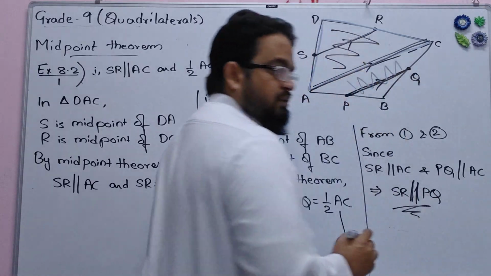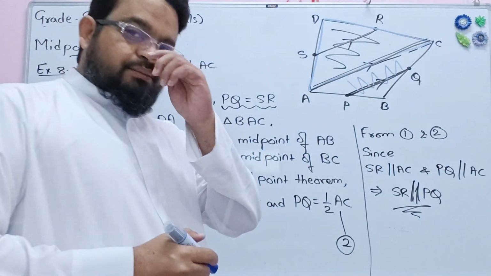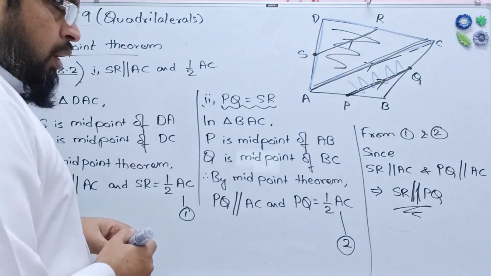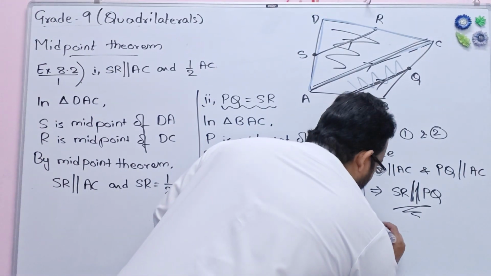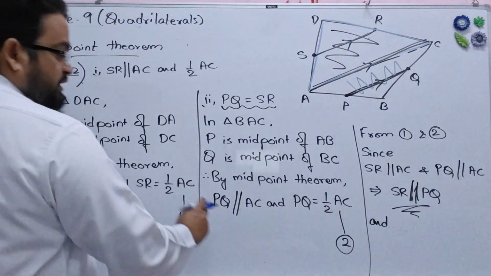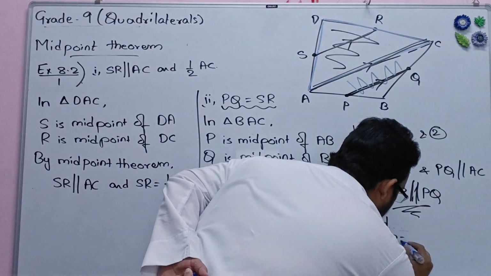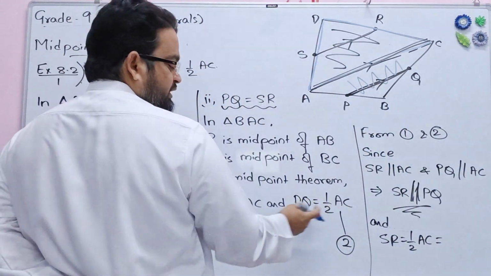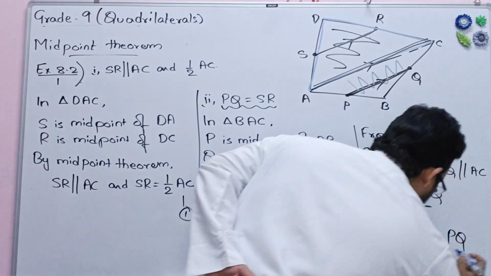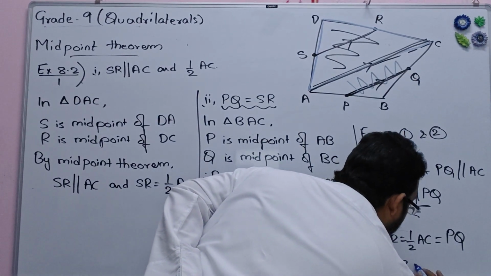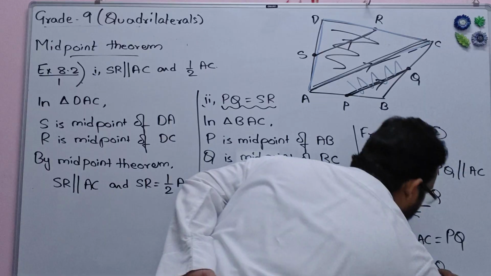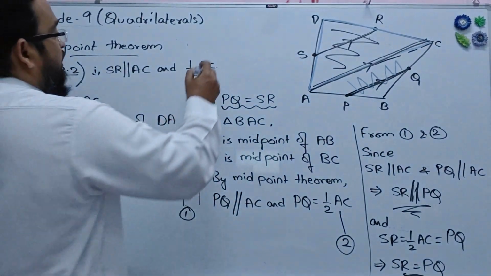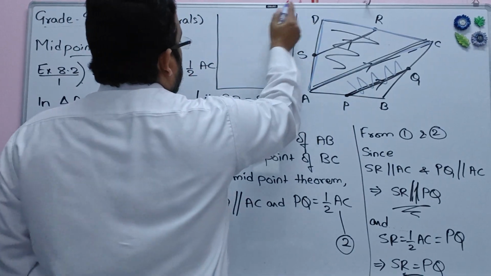Did you understand, my dear students? So what is the third one? The third one, PQRS is a parallelogram. And also here SR is equal to half AC, and that is equal to half AC, PQ. So that implies SR is equal to PQ. Is it right? And let me write the last step, the third one, over here.